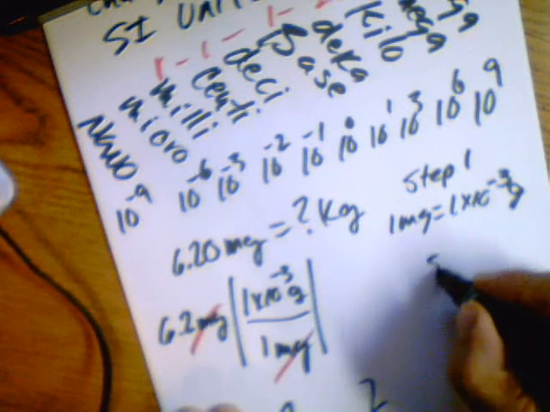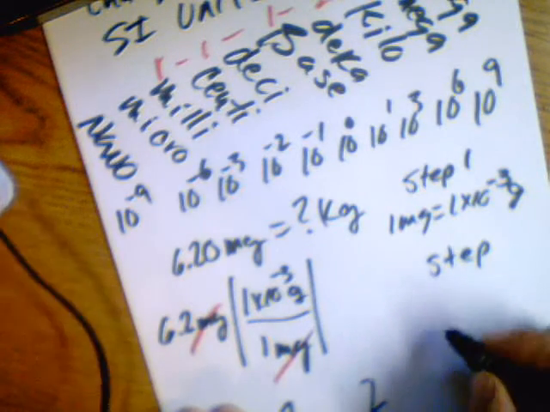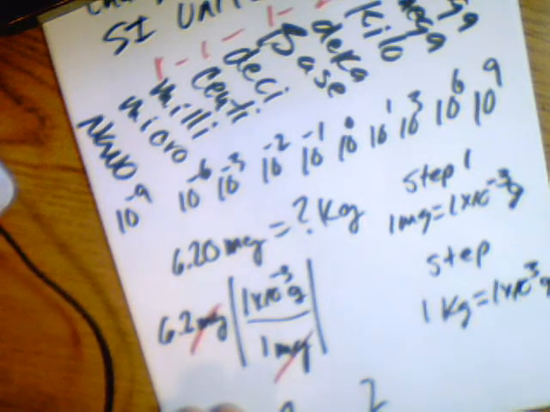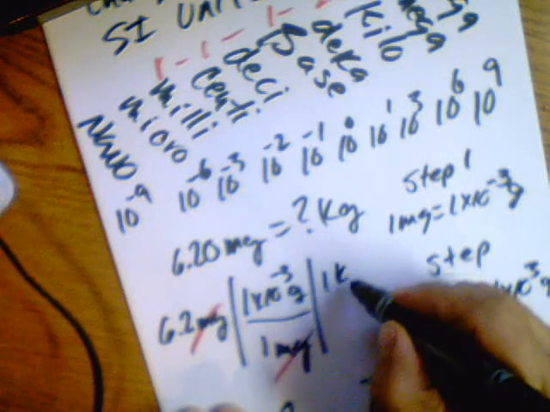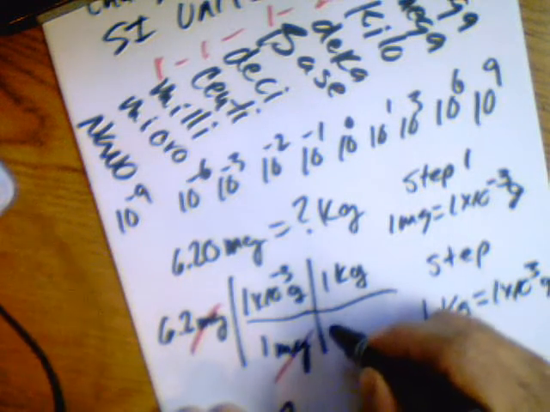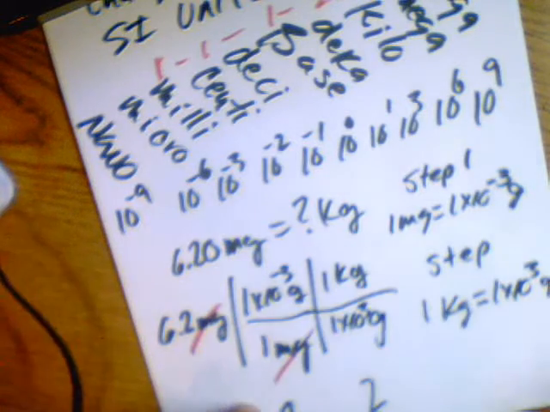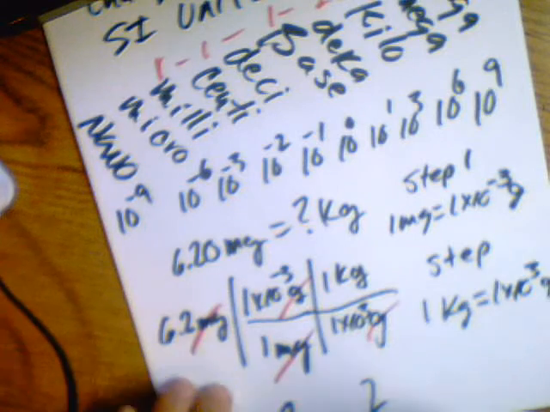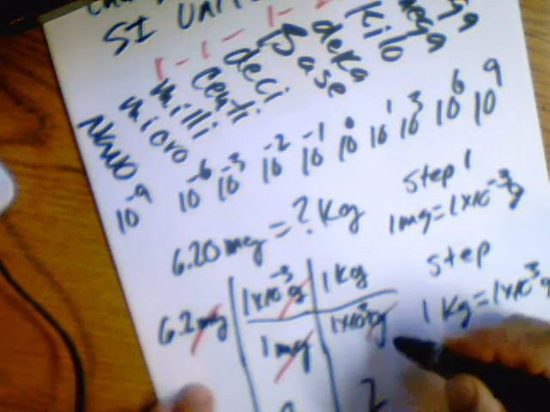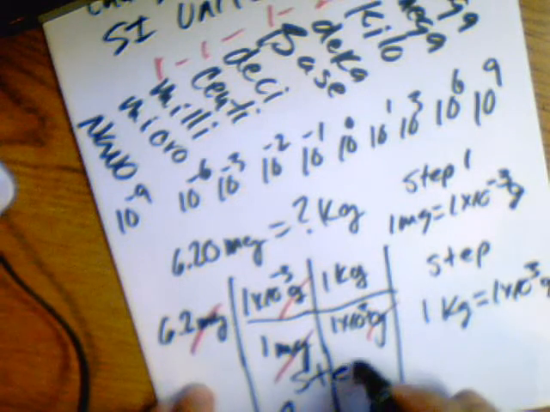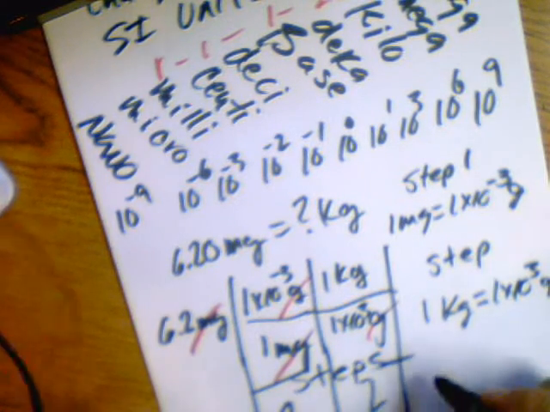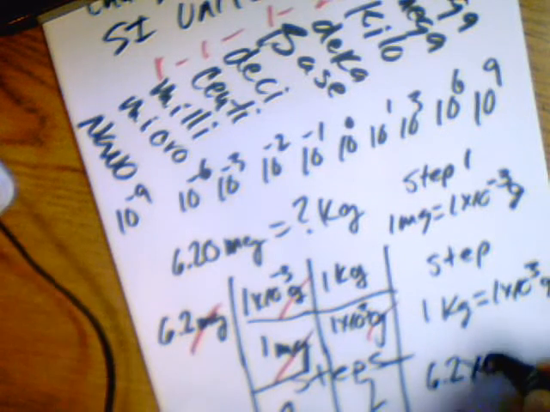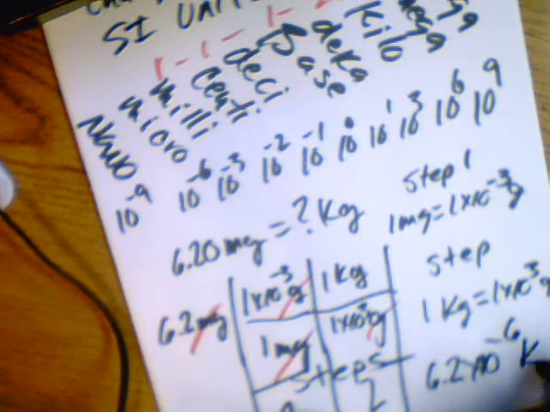In step 2, we have to go from base unit to kilo, and 1 kilogram is equal to 1 times 10 to the third gram. So we use that, and then the grams will cancel out, and we'll end up with kilograms. These are the steps. And so we have 6.2 times 10 to the negative 6 kilograms.